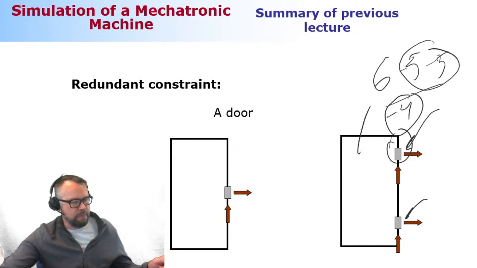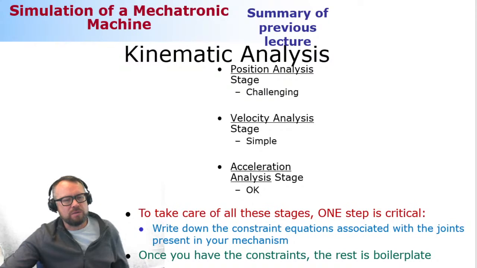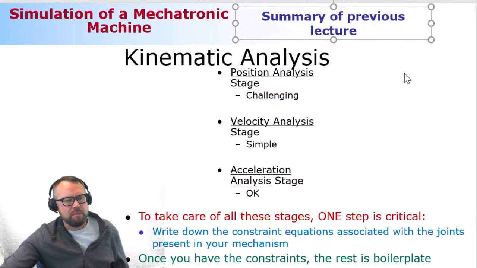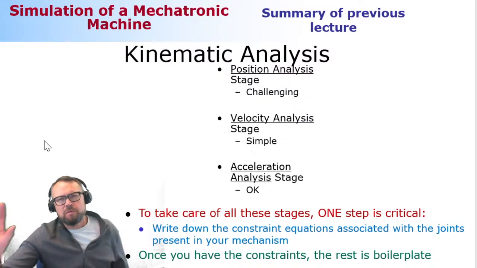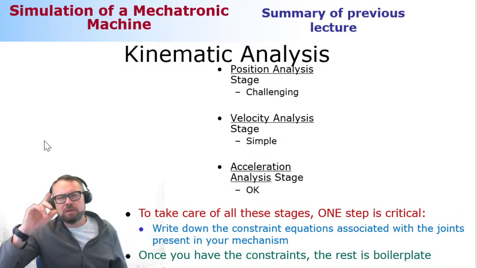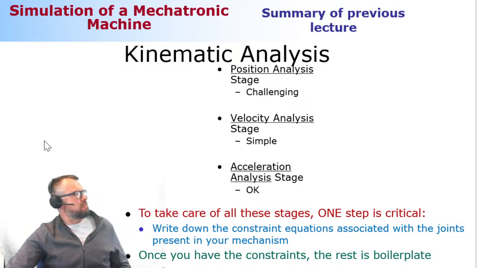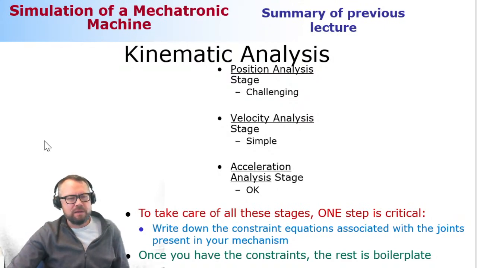All right, so that's what we discussed last time. Also, last time we discussed kinematic analysis, so let me make this look a bit prettier. We discussed kinematic analysis, and we concluded that it actually consists of three steps. The first one is the most cumbersome, most difficult one. The first one, the most cumbersome one, is the position level analysis.